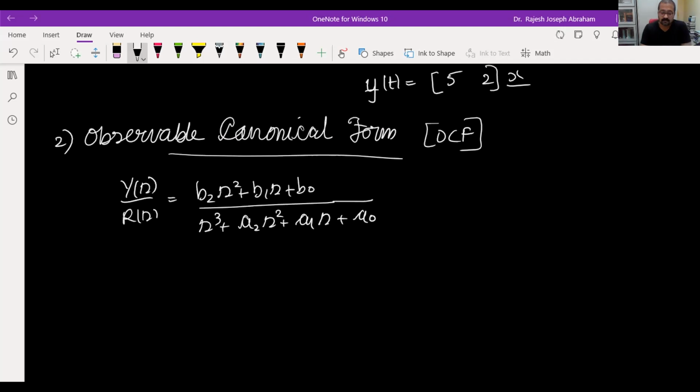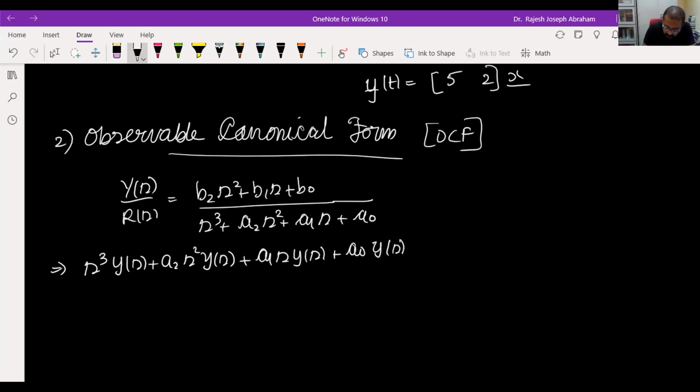Okay. Let us cross multiply this thing. So what will you get? You will get s cube y of s plus a2 s square y of s plus a1 s y of s plus a0 y of s equal to b2 s square r of s plus b1 s r of s plus b0 r of s. Okay, I just cross multiplied these two terms. That's all.